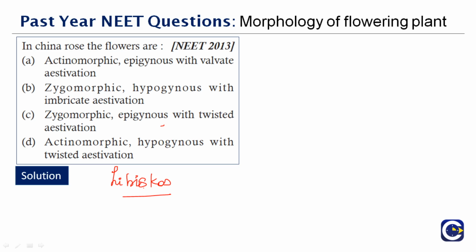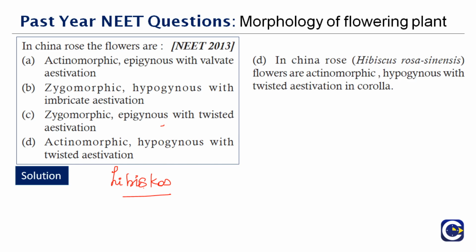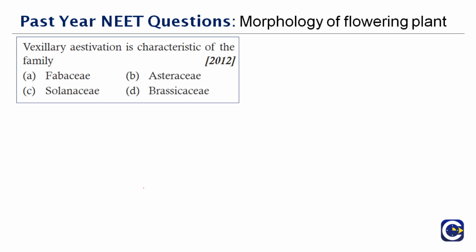China rose flowers are actinomorphic and hypogynous, because they have a superior ovary, with twisted aestivation. Therefore the right answer will be option D. Okay, next question. Vexillary aestivation is a characteristic of the family dash.